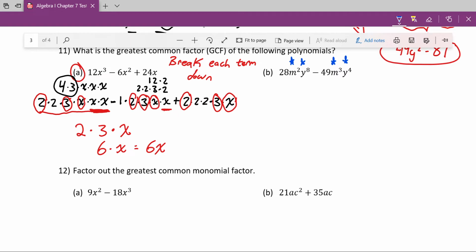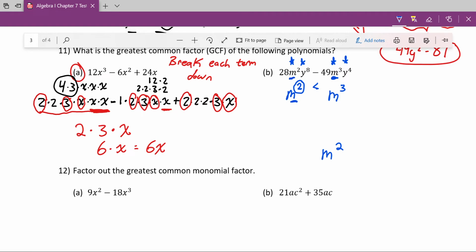So let's look at 28m squared y to the 8. Let's focus on just the m right now. It's m squared. Now, negative 49 m to the third y to the fourth has an m as well. It is m to the third. So if we look at just their exponents, we can see that 2 is less than 3. So I know that they can only share at max 2 m's because this m squared only has 2 m's to share. So I know that if I use the lower exponent for each variable, I can actually do that without having to write it out the long way. So I know my answer will include m squared.